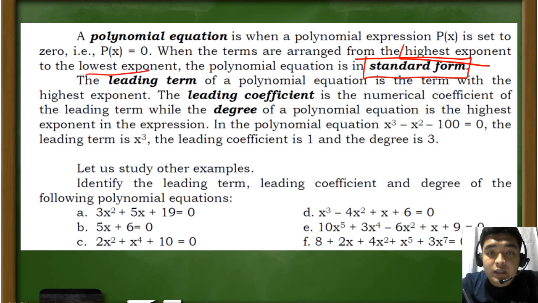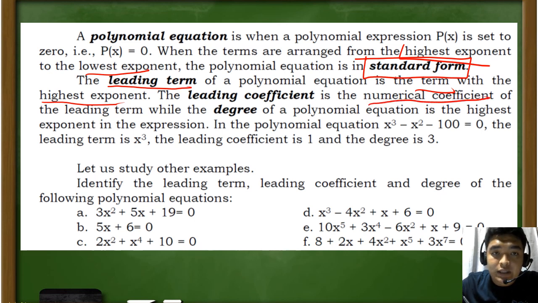The leading term of a polynomial equation is the term with the highest exponent. Again, the leading term is the term with the highest exponent. The leading coefficient is the numerical coefficient of the leading term. While the degree of a polynomial equation is the highest exponent in the expression.